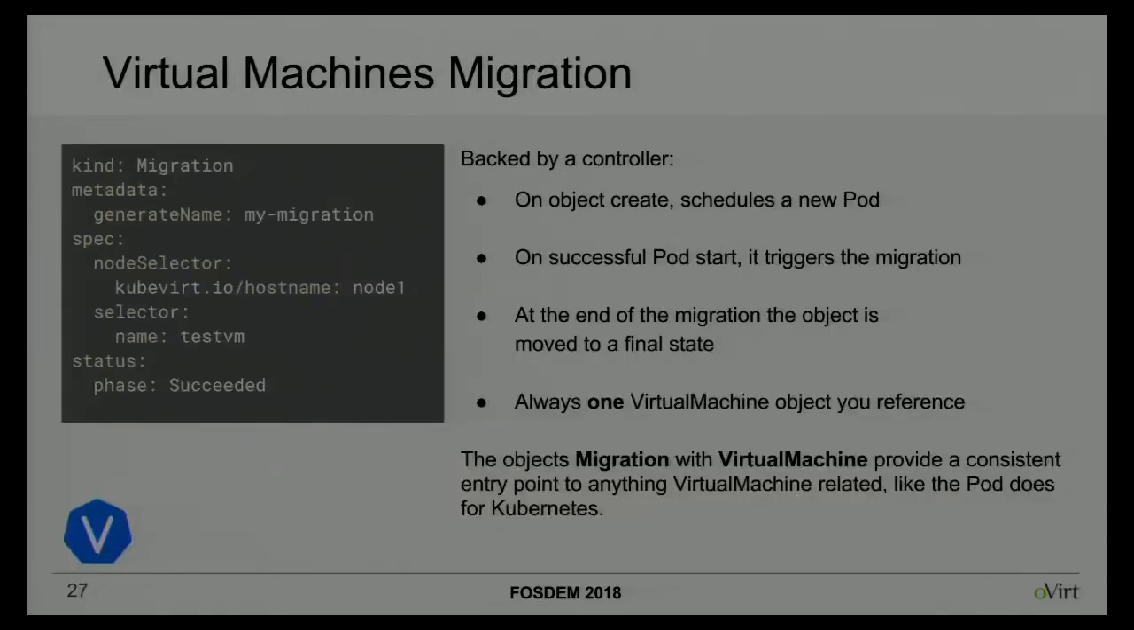So KubeVirt has a new object called migration, which defines a destination node, defines what is the VM, and the status of the state. So once a migration object is created, we schedule a new pod. It schedules a new pod. When it starts, it triggers the migration, and at the end, the VM moves to the new pod.